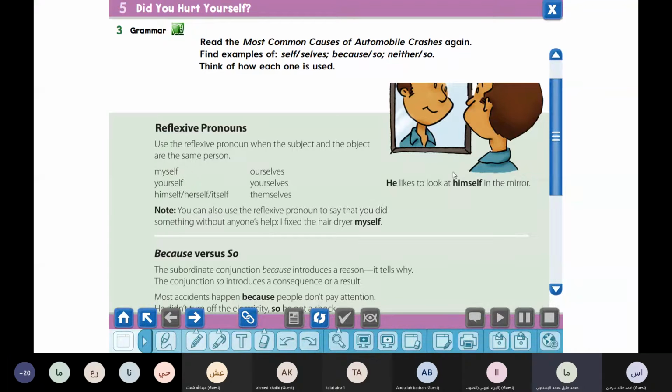Now we have another use for the reflexive pronouns. You can also use the reflexive pronoun to say that you did something without anyone's help. Look at the example. I fixed the hair dryer myself. I cooked the food myself. He, for example, did his homework himself. She did her homework herself. So again, we use the reflexive pronouns when you did something without anyone's help.